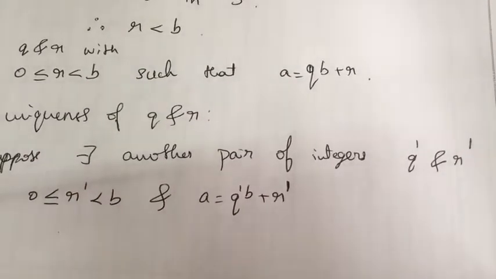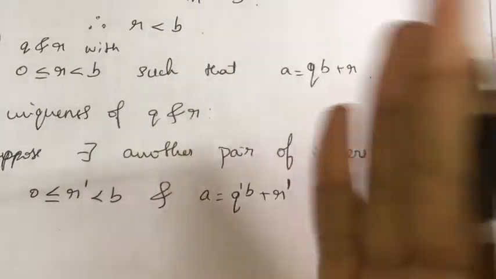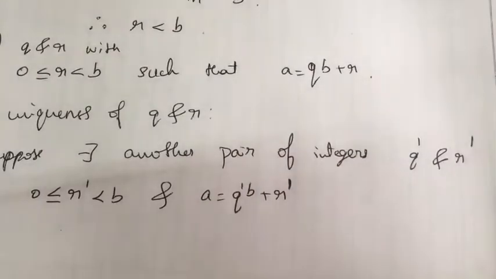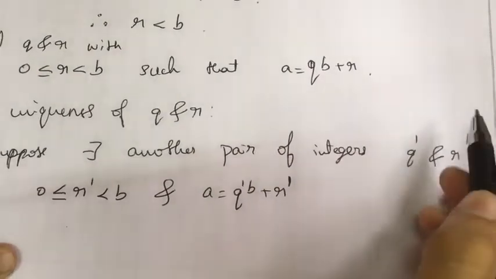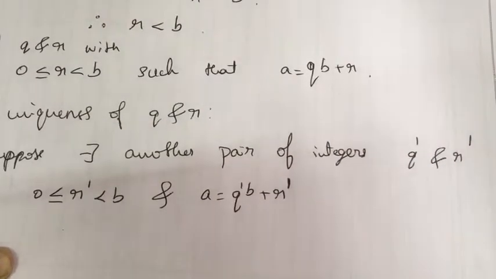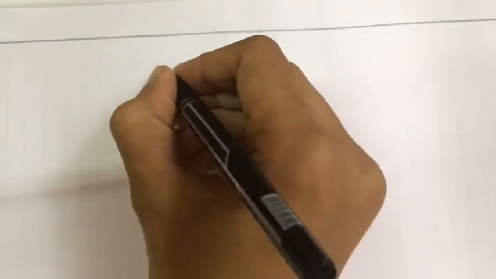Okay. Now I don't know whether R is greater than or equal to R dash or R is less than or equal to R dash. I have to prove the uniqueness of Q and R. It means that I have to prove Q equal to Q dash and R equal to R dash. So I'll take up with R. Suppose I have to prove R equal to R dash and Q equal to Q dash. I have to prove this, right?